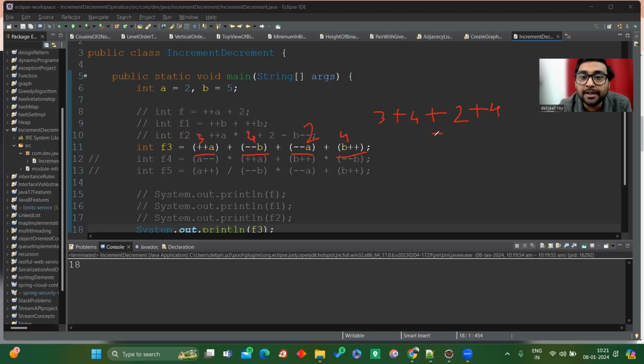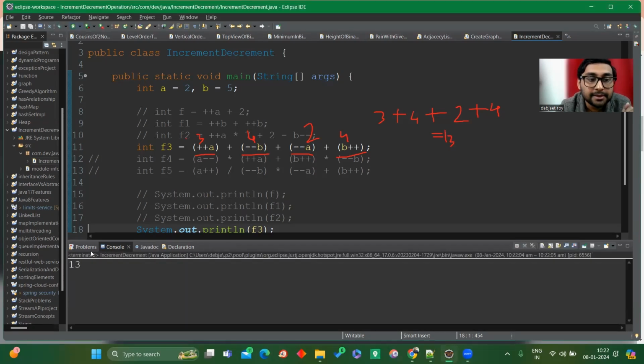Okay. So if I calculate, what will be my final output over here? 8 plus 2, 10 plus 3, 13. Its value is 13. So let's validate. Let's check it out here. Yes, the value is 13. It's coming correctly. Now you got the idea of how increment and decrement operations work.